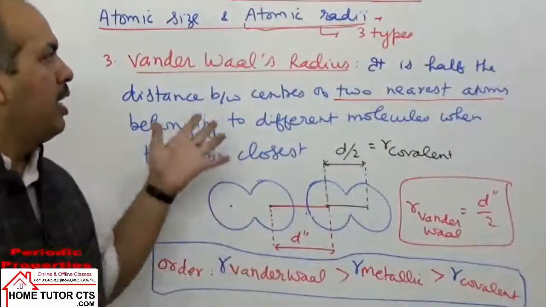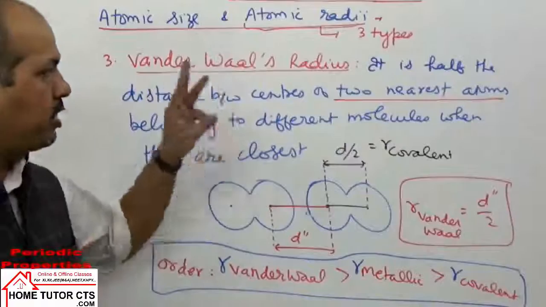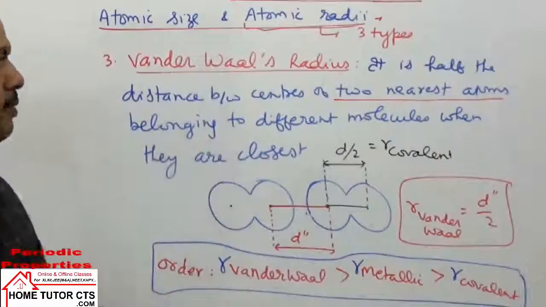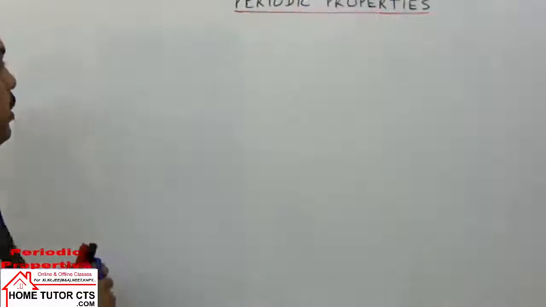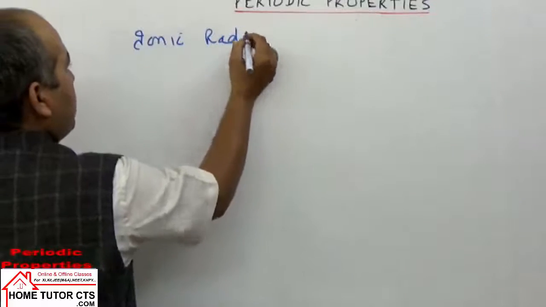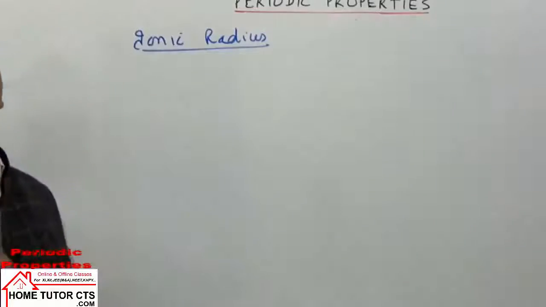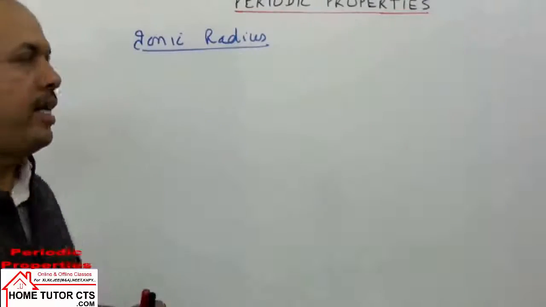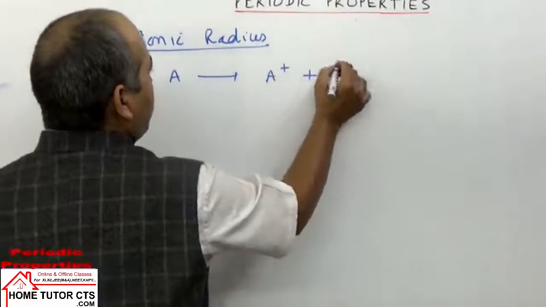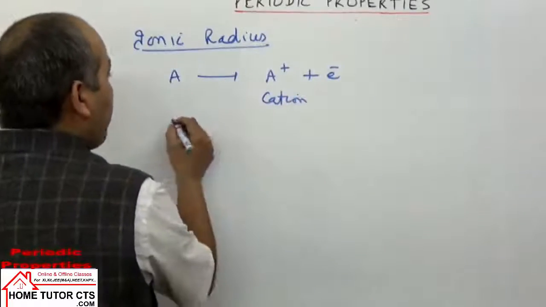Now the next point is ionic radius. First, we got three kinds of radius in elements. Now if atoms form ions, let us see the next point. In ionic radius measurements, atoms form two kinds of ions, cations or anions. If an atom loses electrons, it forms positive ions, so it is a cation. If an atom gains electrons, it forms anions.